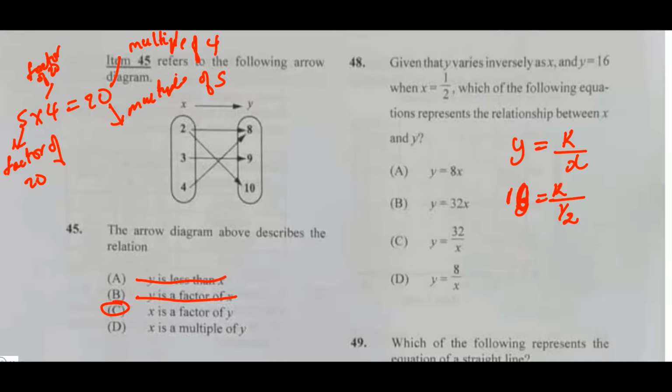Let me just erase. So this is what laziness looks like. Waste of time. Alright, so to find K, multiply both sides by a half. So half of 16 is 8. So our constant of proportionality is 8. So Y is equal to 8 over X. So our answer would be D.